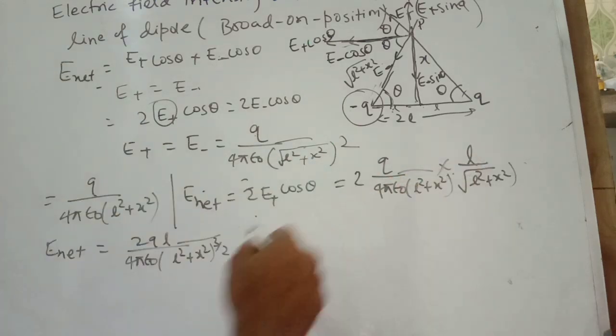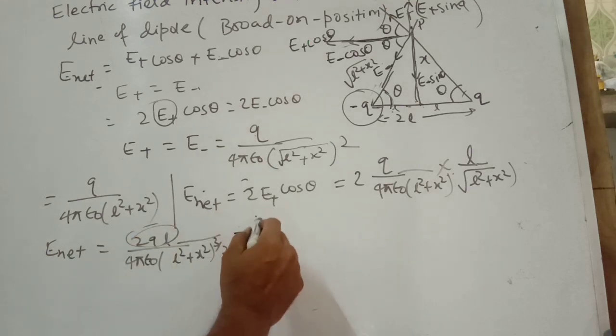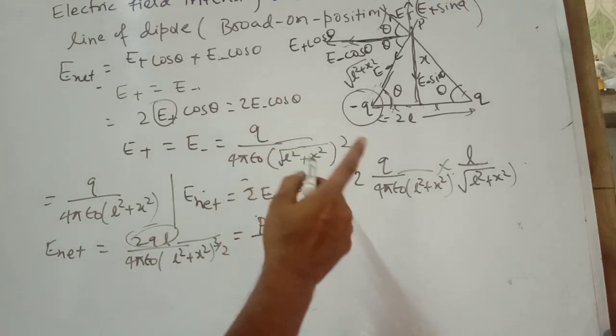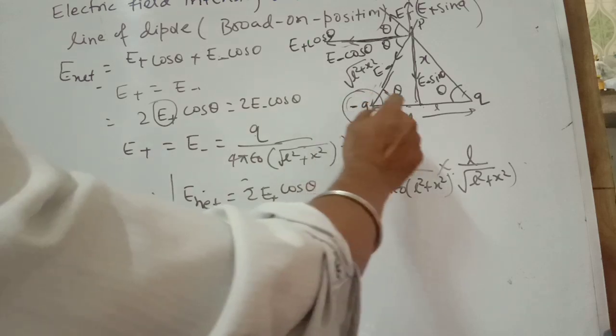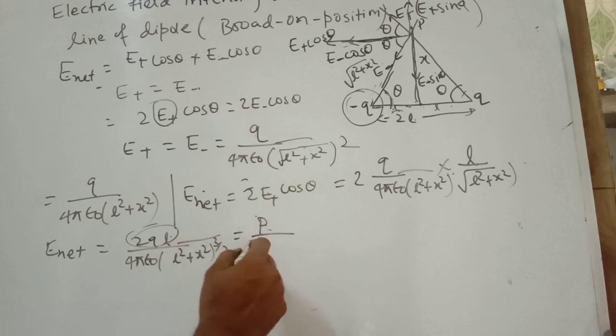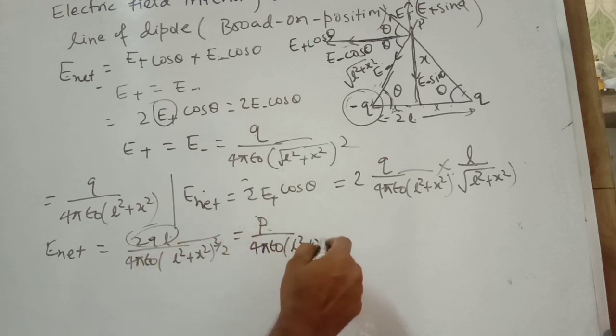The bases are the same, so the powers will be added. Here 2QL is the dipole moment P. I already told you the magnitude of the dipole moment is the product of one charge and the distance between them, which is 2L. So 2QL becomes P, and E net is P over 4 pi epsilon naught into L square plus x square to the power 3 by 2.